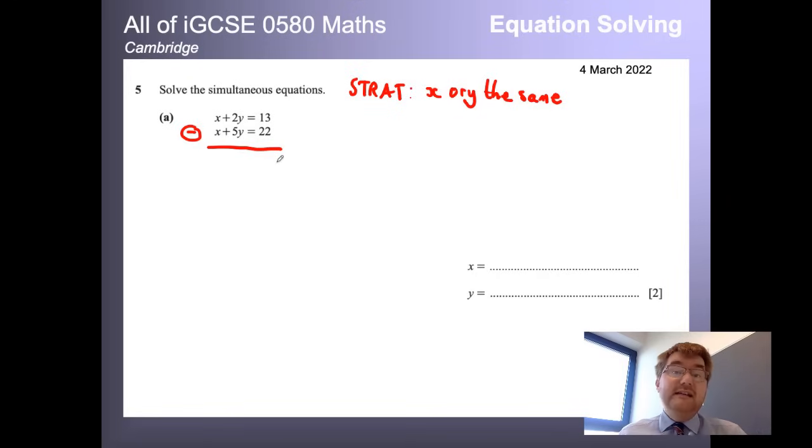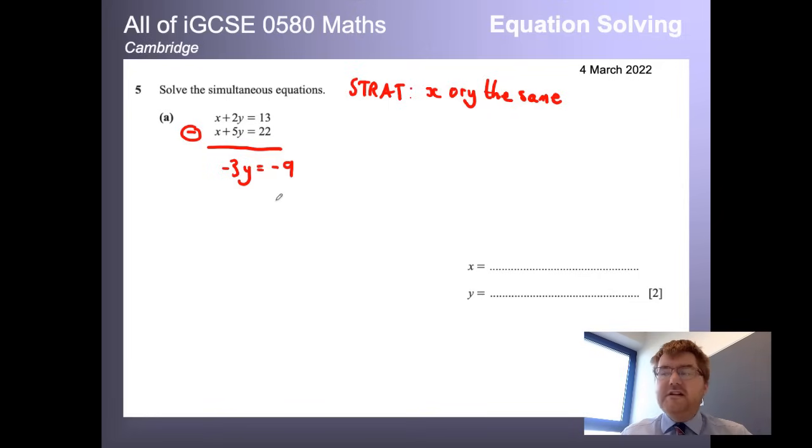But we need to be really careful how we do this. So x minus x, well that disappears, that's 0. 2y minus 5y, that's minus 3y. This is where negatives, you need to be really, really careful. And then 13 minus 22, that's going to be equal to negative 9. Again, you've always got your calculator there. If you're unsure with any of these calculations, please use it.